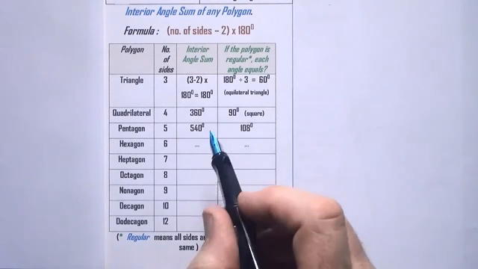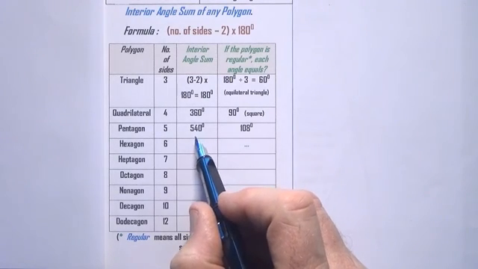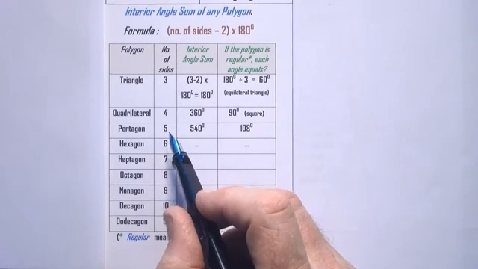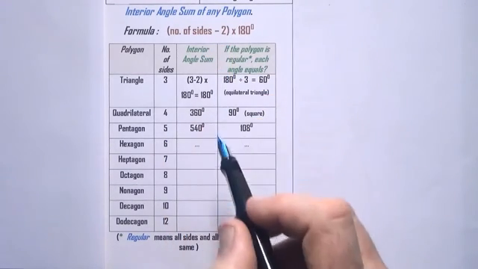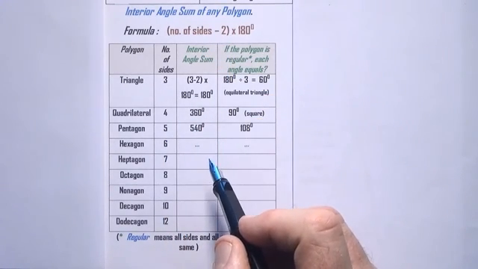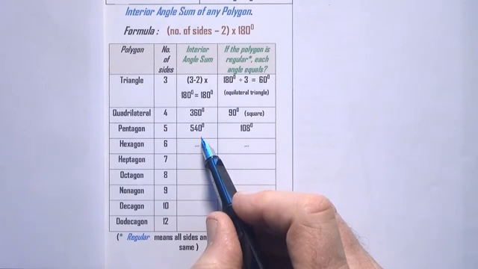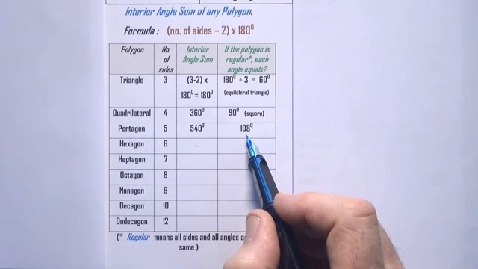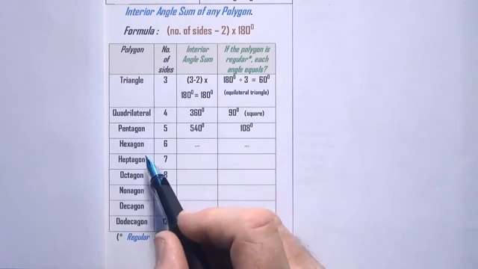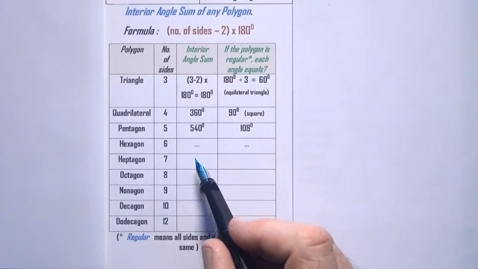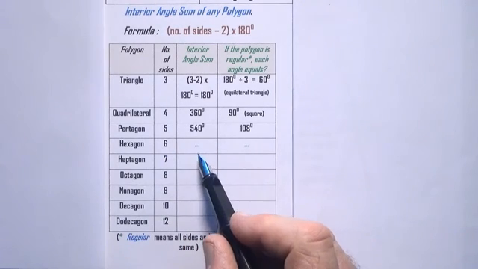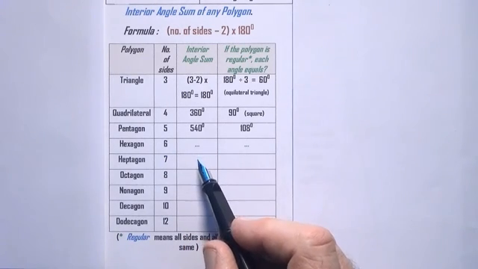If I have a pentagon, well, a pentagon has 5 sides, so it's 5 minus 2 is 3 times 180 is 540. Divide by 5, and each angle is 108. The next is a hexagon. Now, just in case this isn't clear, I'll do this one on the whiteboard.